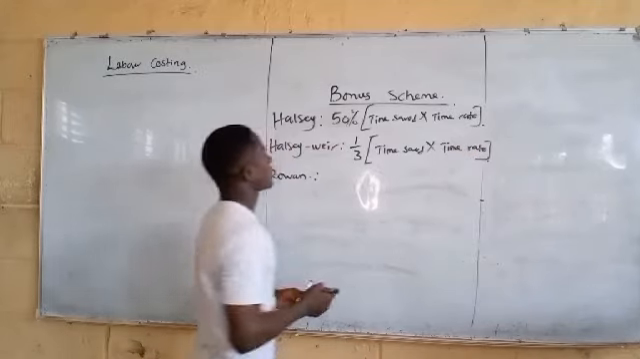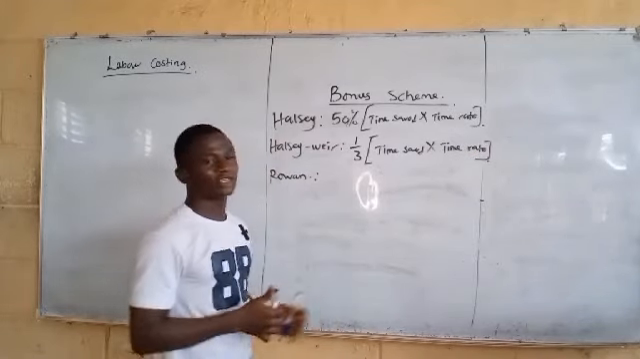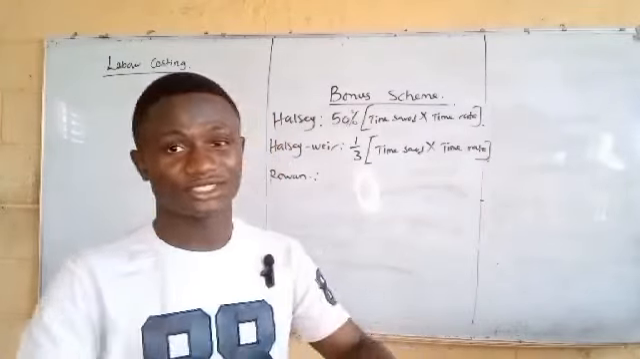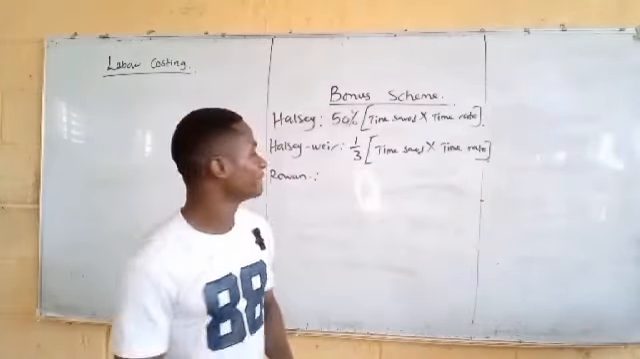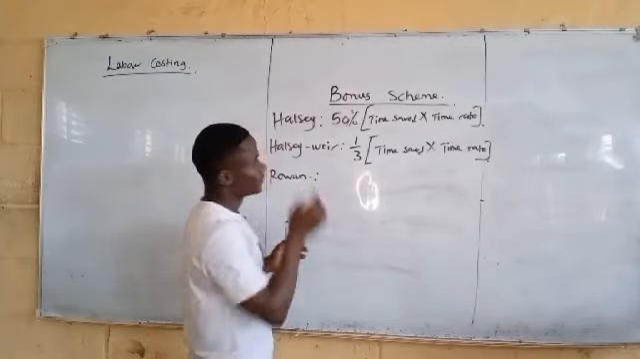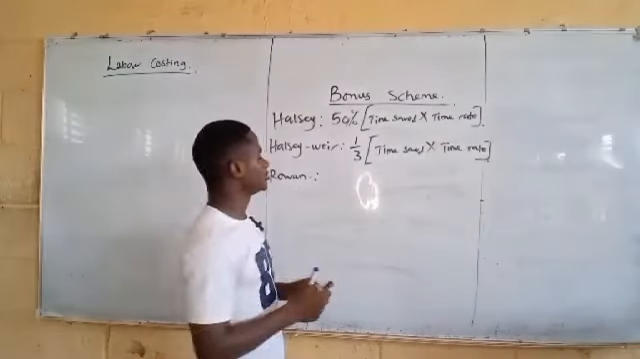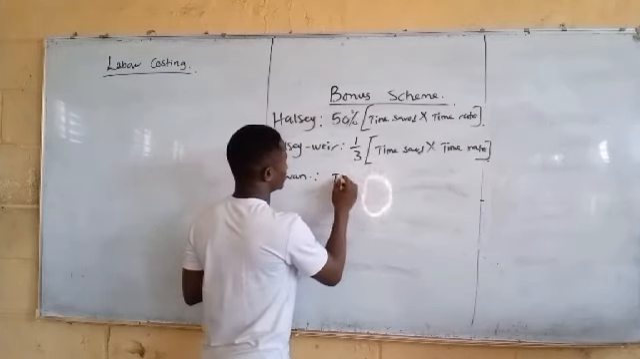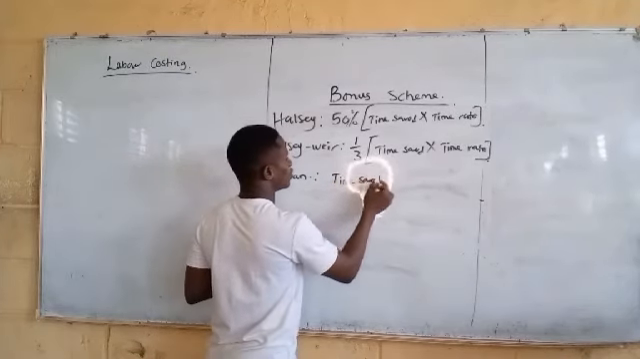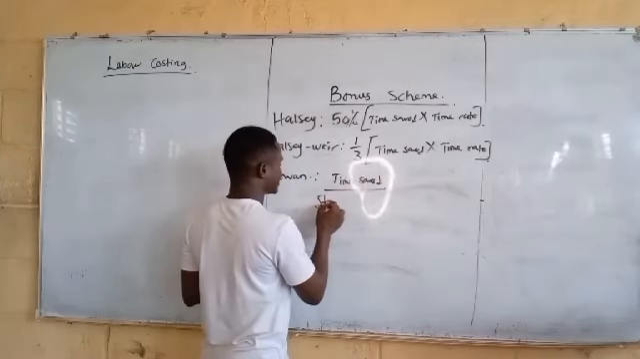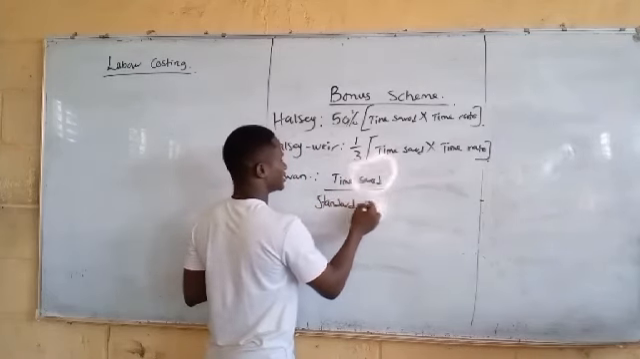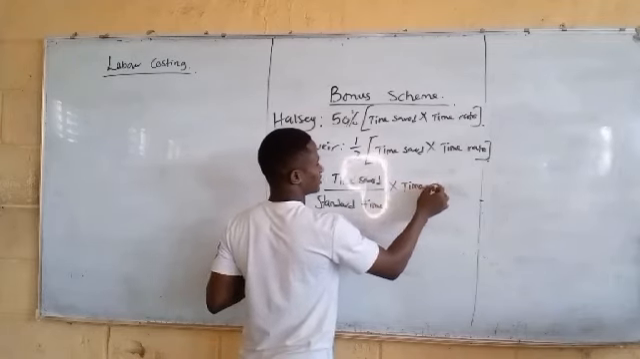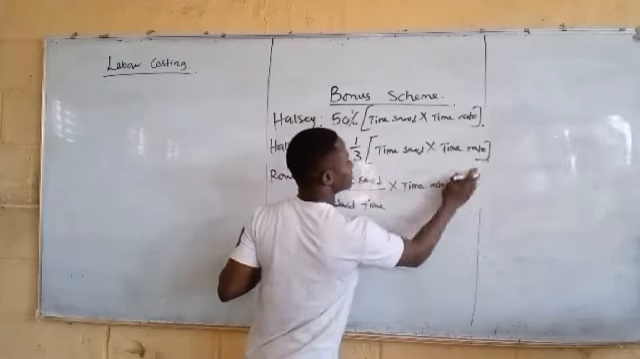So this is for RC Ware. So for Rowan, the formula looks complicated, but it's not complicated. I'm going to break it down. So Rowan says the formula for computation of bonus scheme should be time saved, let me write it in full, time saved over standard time times time rate times time taken.